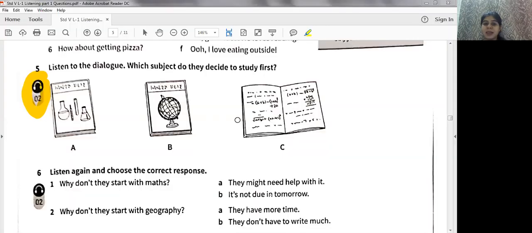Let's go back to the question. Okay, let's read the question and we'll tick the correct answer. Listen to the dialogue. Which subject do they decide to study first? So here she says math, but then he says no, we should do science because tomorrow we have to submit. Then the other person says that geography also takes time. But the girl says that yes, it takes time, but it is not important now. We have time for completing. So we'll start with science. So they decide to study which subject, students? It is science. So you have to circle it, or you can just put a tick. Also, it is correct.